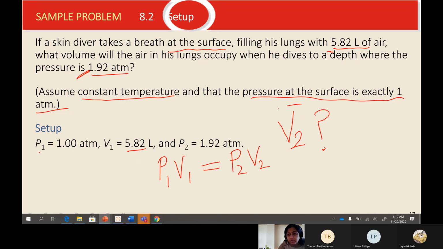Now we want to solve for V2, so we rearrange this equation. Then P1 V1 divided by P2 equals V2. Okay. Now you just need to substitute the numerical values for these abbreviations, and solve this to get the answer for V2. Do you need a minute to solve this problem?